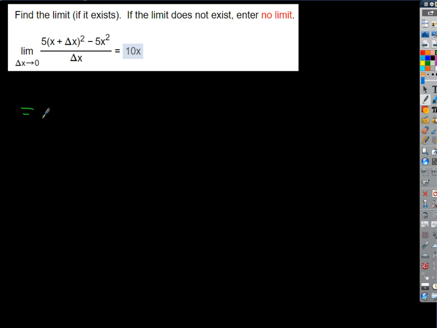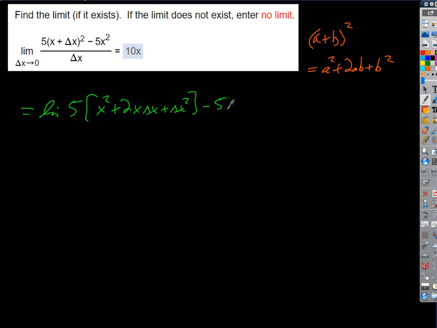So this will look like the limit of, what is x plus delta x squared? X squared plus 2x delta x plus delta x squared, right? Everybody agree? We're just using the pattern a plus b quantity squared is a squared plus 2ab plus b squared, right? Okay. So we get the limit of 5 times the quantity x squared plus 2x delta x plus delta x squared minus 5x squared over delta x as delta x goes to 0.